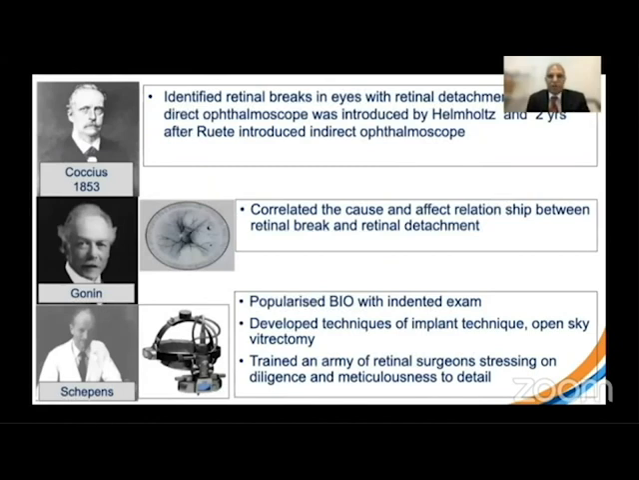It all started with identifying retinal breaks in eyes with retinal detachment and trying to relate the two. And this was identified within 2 years of the introduction of direct ophthalmoscope by Helmholtz, and indirect ophthalmoscope by Ruete. But people didn't understand the relationship between the two, and they thought it is a detachment which caused the break. It was Gonin who related the cause and effect relationship of the retinal break versus the retinal detachment.